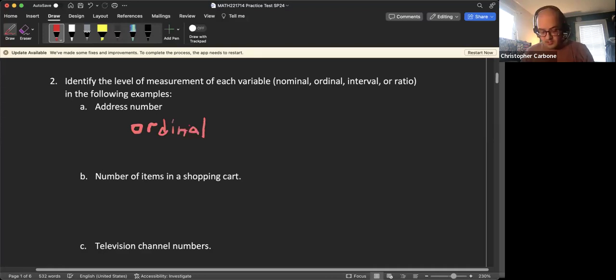For the number of items in a shopping cart, you could certainly have 0 items in a cart, and that does mean empty. And the multiplication and division does make sense for this one, so this would be a ratio.